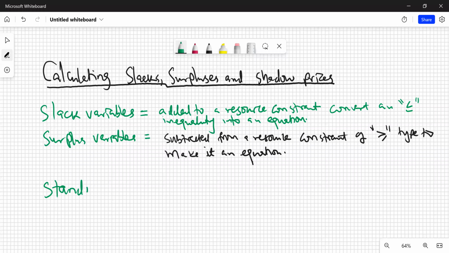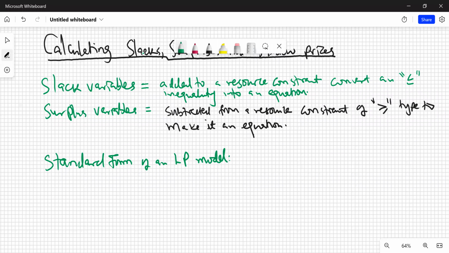Standard form of an LP model. So the standard form does not have inequalities. So you relax all the inequalities, but you don't just relax them, you introduce slacks and surpluses. And this is what you'll end up with.